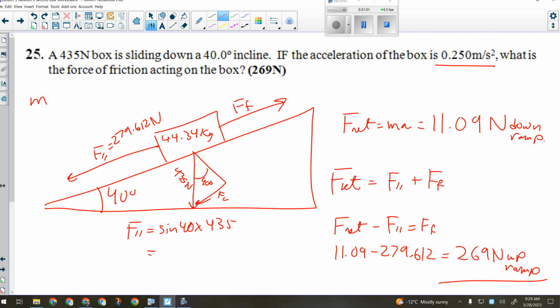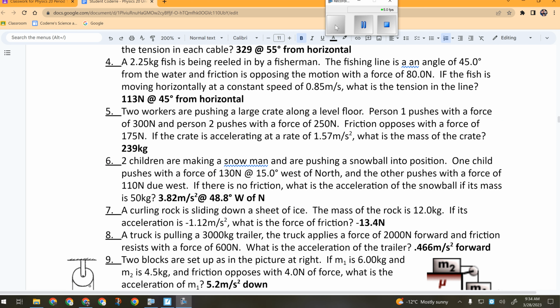Let's take, let's say, looking at 5 and 6, these are both questions that are going to have some vector stuff related to them. 5 is considerably easier than 6 because everything's collinear, but 6 is going to involve you doing some vector diagram stuff.